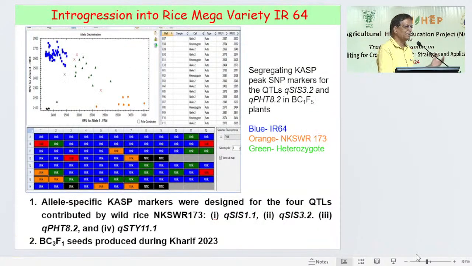So this is the conventional. See, now after genome editing has come, marker assisted breeding will become conventional. Just as when marker assisted breeding came, conventional breeding became conventional.